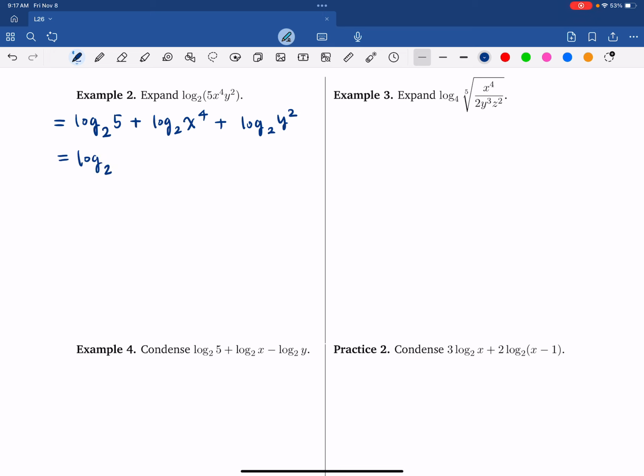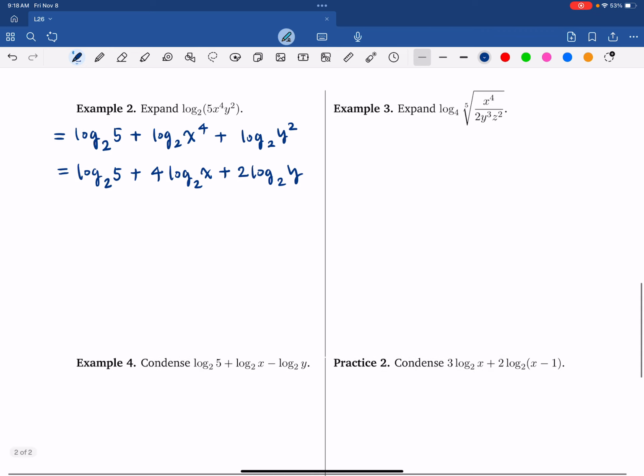First one, log base 2 of 5, we don't change it, so we just keep it. Second one, we're going to bring out this 4 and then put it in front of the log. That would be 4 log base 2 of x. And then plus, next one, we have this 2 that we can take out and then put it in front of the log. So this will be 2 times log base 2 of y. And that's it. That will be what it means by expanding this log expression. You're making it more complicated.